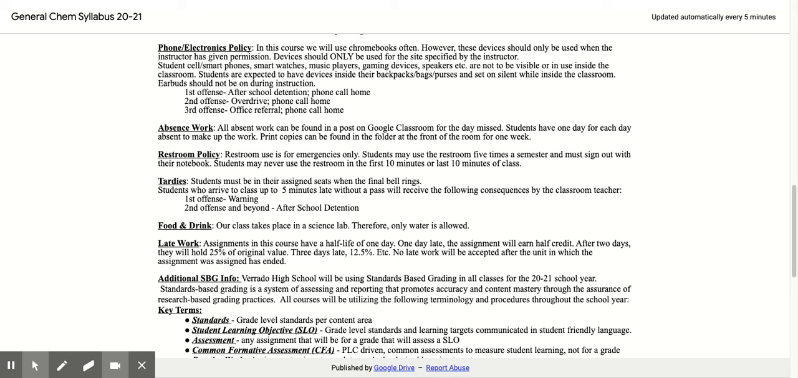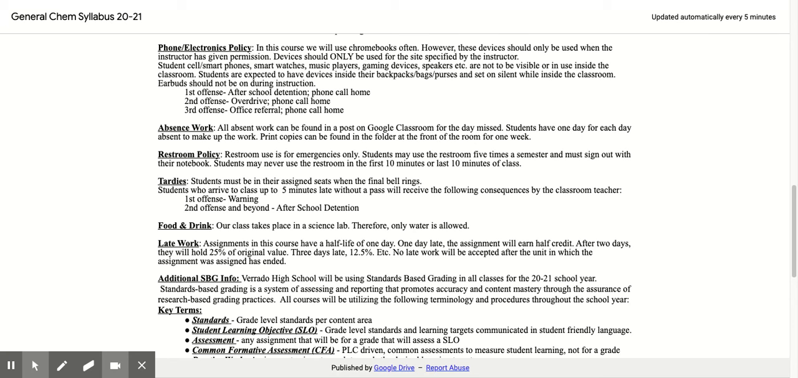Late work has a half-life of 1 day. So what that means is if your assignment is late, you get half credit after 1 day, and then after 2 days, half of that would be 25%, and then after that would be 12.5%, and then after that would be 6.25%. So it basically degrades in value the later it is. So make sure assignments are turned in on time, you guys, okay?